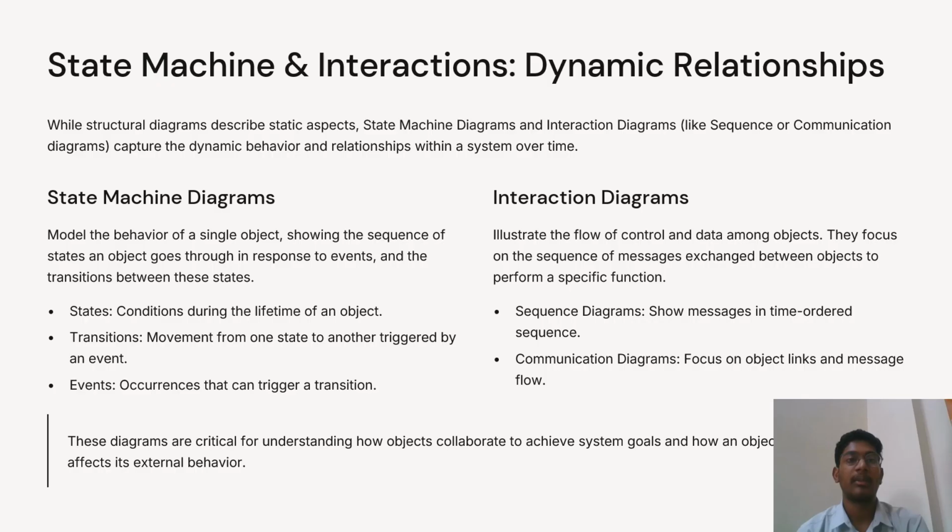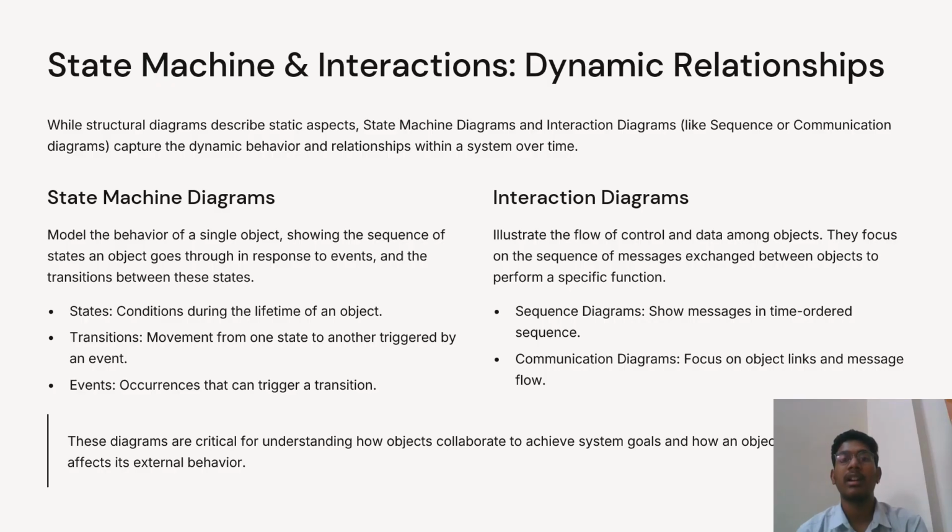State machine diagrams model the behavior of a single object, showing the sequence of states an object goes through in response to events and the transitions between these states. A state is a condition during the lifetime of an object, and a transition is a movement from one state to another, triggered by an event that is occurring.